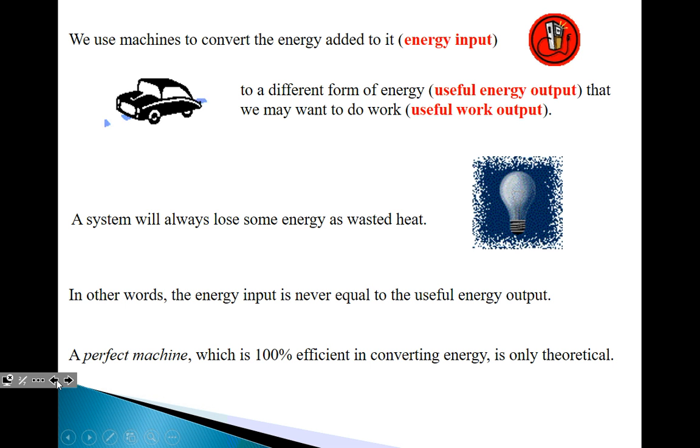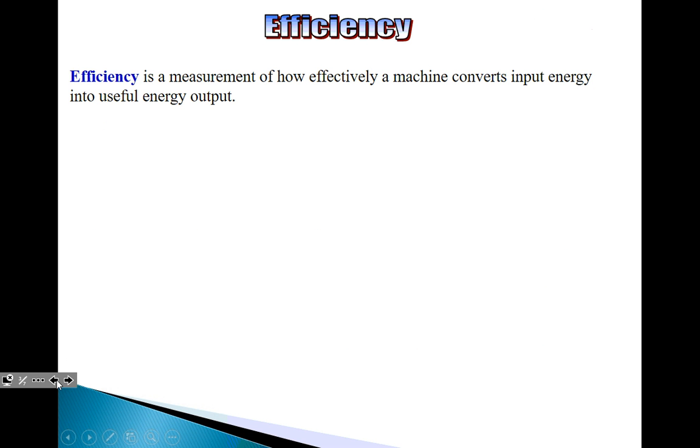And a perfect machine, which is 100% efficient, converting energy is only theoretical. It would be nice if that could happen where you have a machine that is 100% efficient. That's never going to happen because we live on Earth and we have gravity and friction, all those good things. So efficiency is a measurement of how effectively a machine converts input energy into useful output energy.